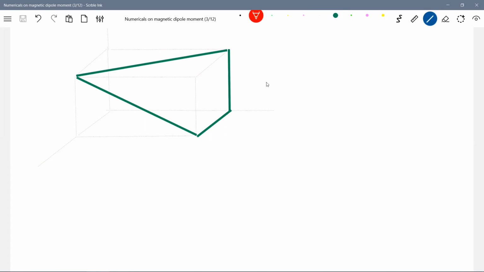This is what we have, a structure with the x-axis, y-axis, and z-axis. A current I is flowing through it. There's a magnetic field, B bar equal to 2I cap minus 3J cap plus 4K cap.